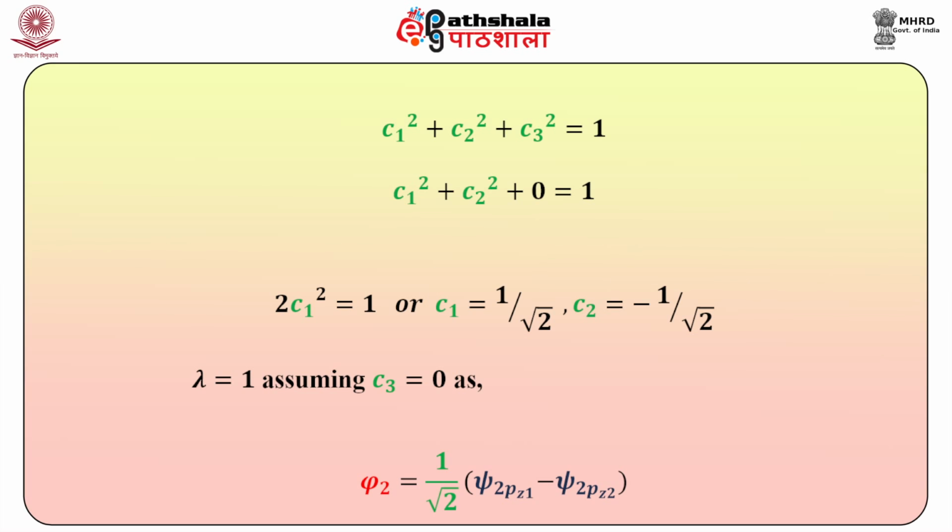Having done this, we get the wave function for the molecular orbital with energy equal to alpha minus beta, and that is what we are showing. Phi2 is equal to 1 upon under root 2, and in the brackets we have psi 2pz1 minus psi 2pz2. This is the case when we are assuming C3 to be equal to 0. So in this way we have been able to get one molecular orbital for energy alpha minus beta.